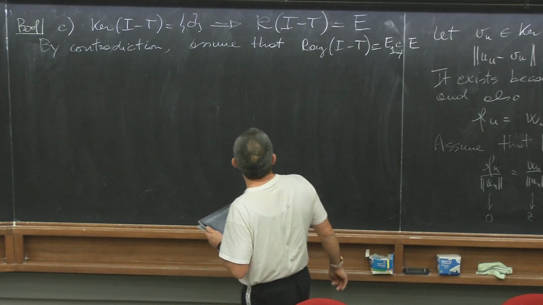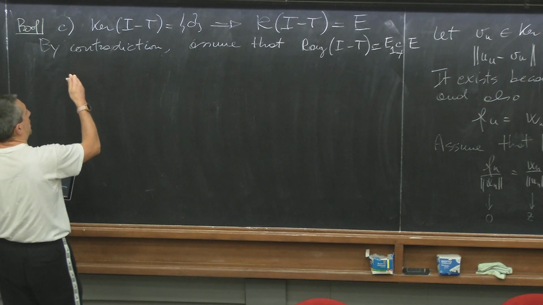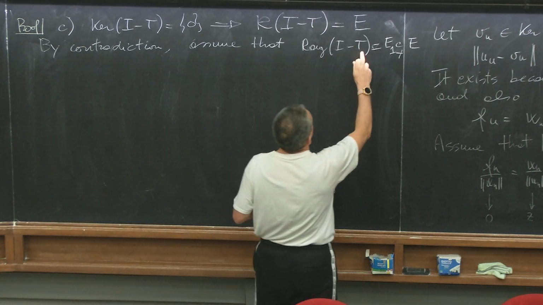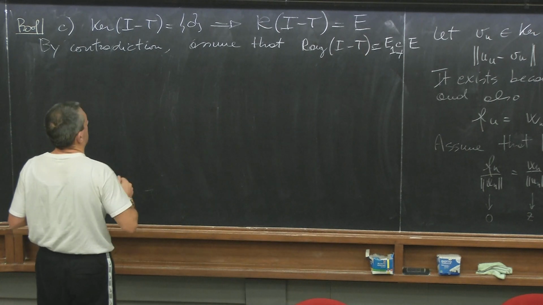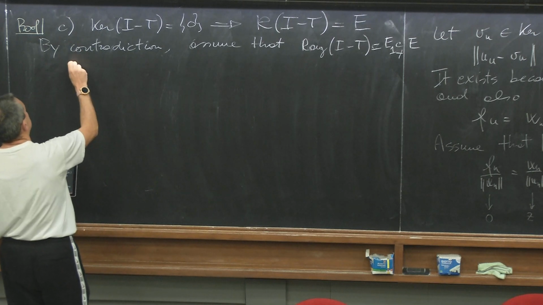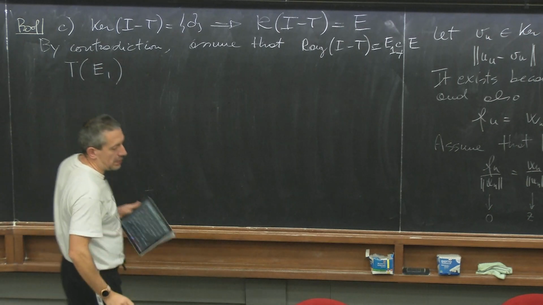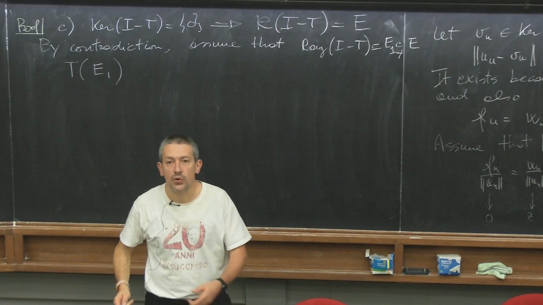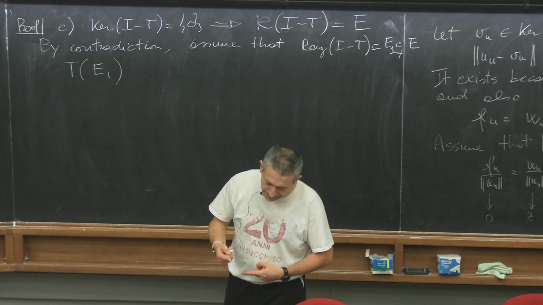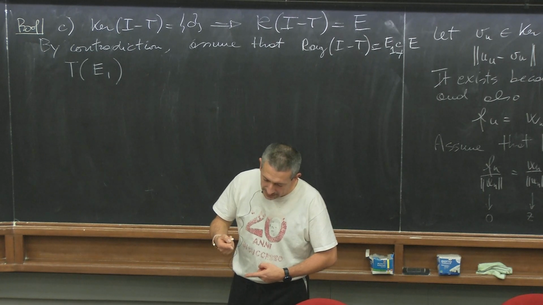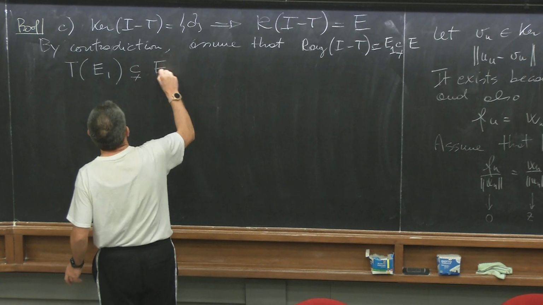So this means what? Now we have that T of E1, it cannot be the whole E1, no? Because E1 is contained in E, but is not equivalent to E.